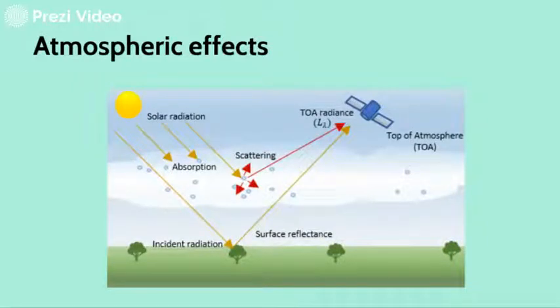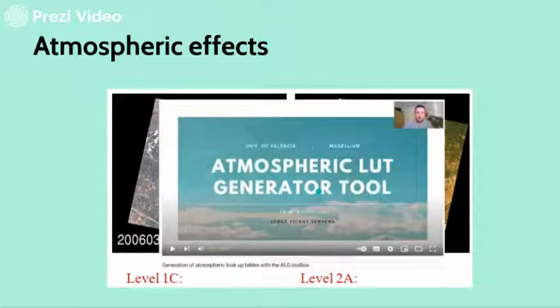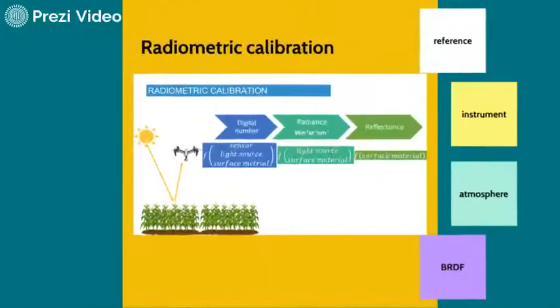What we're interested in is surface reflectance, but unfortunately we always get scattering from clouds and aerosols. You can see the difference between the atmospherically non-corrected level 1 image and the atmospherically corrected level 2 image. In SEC, there is an atmospheric correction toolbox on the channel that can provide atmospheric correction tools.